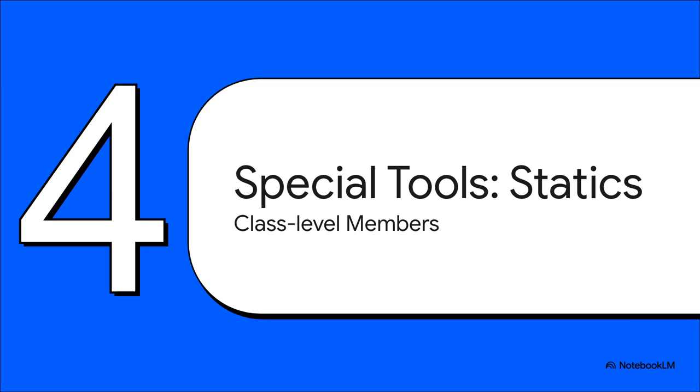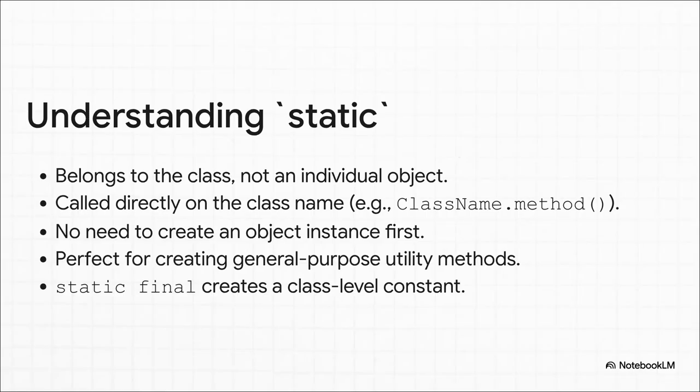All right, let's talk about a special kind of method, one that doesn't need an object or a treasure map at all, because it belongs to everyone. We're talking about static methods. A static member belongs to the class itself, not to any one single object. This means you don't need to create an instance with the new keyword to use it. You just call it directly on the class name. This makes them absolutely perfect for creating utility methods. Think of them as the shared power tools in the workshop, available for any job, anytime.